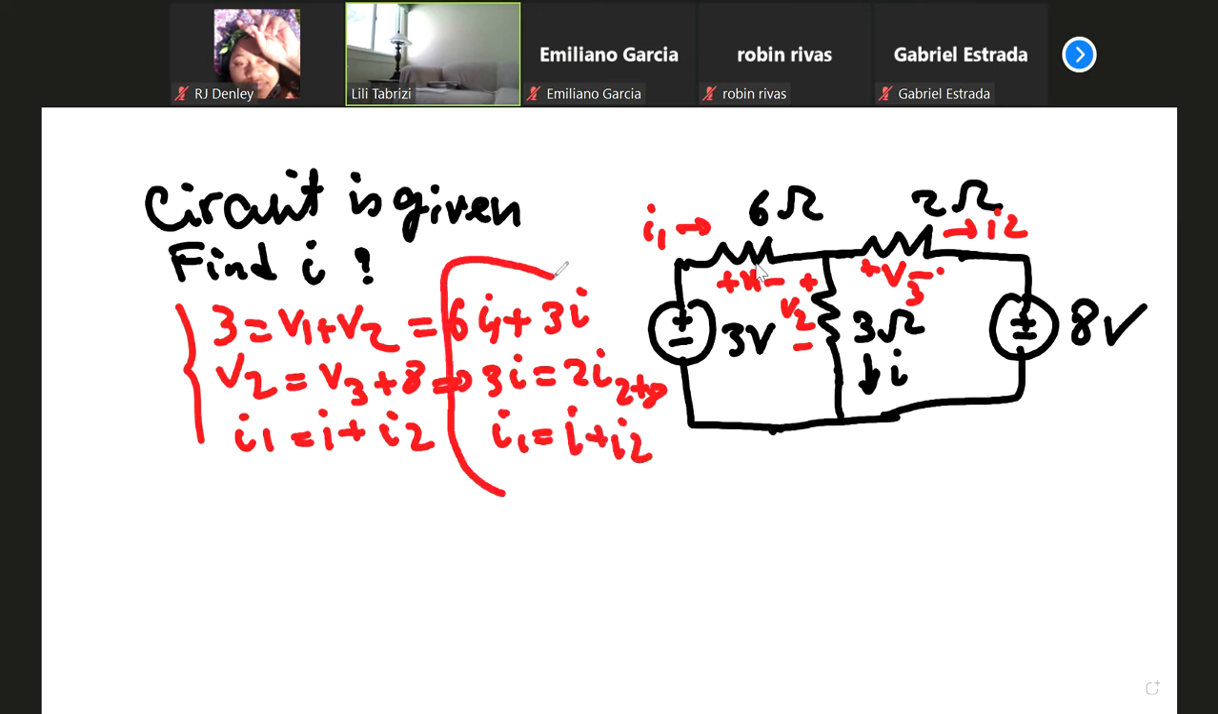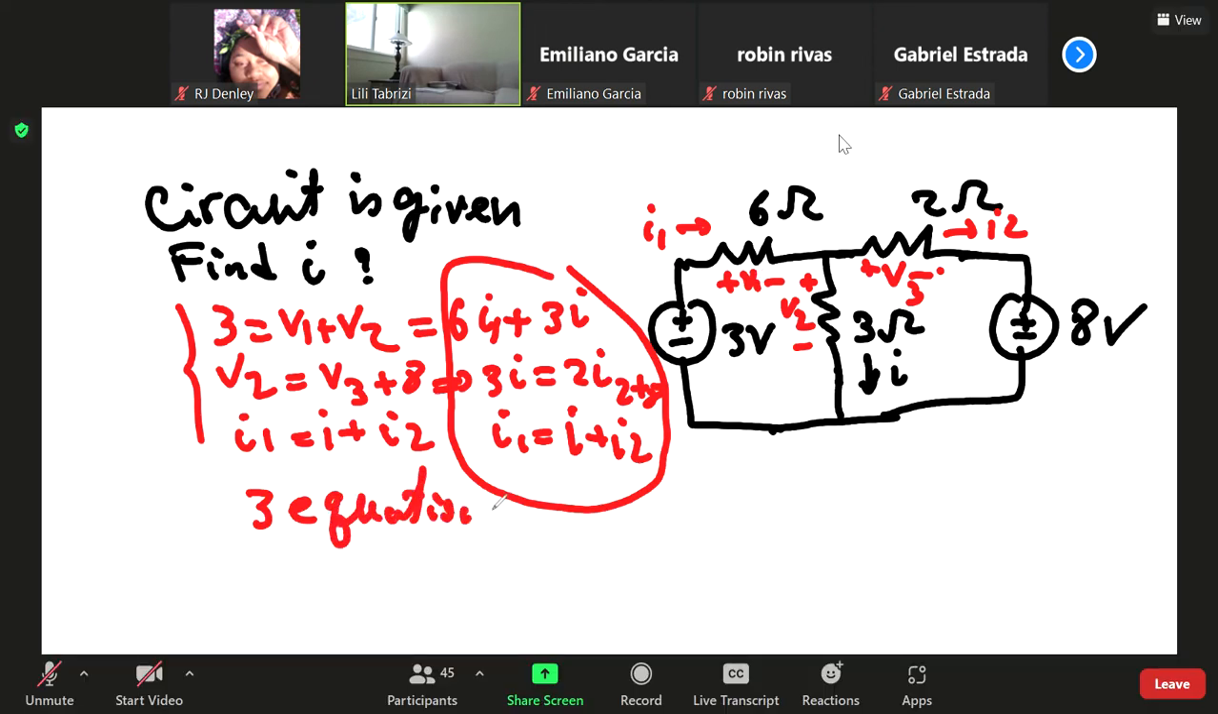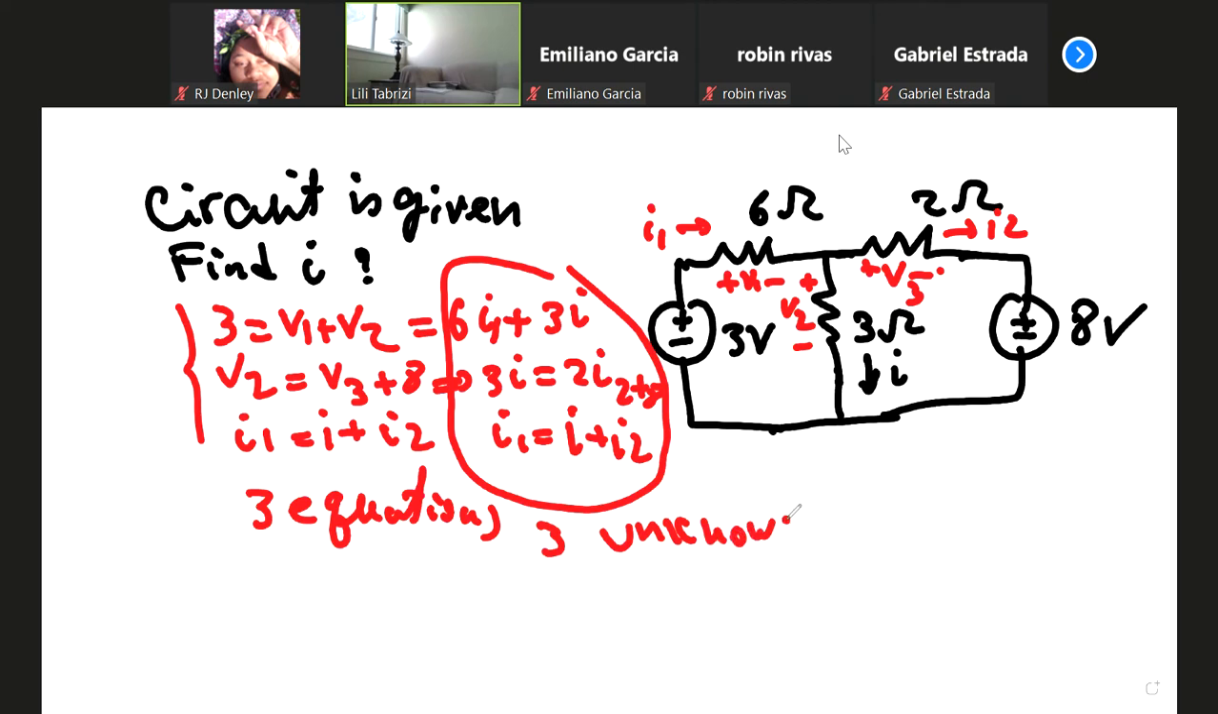Okay, look at the KVL, KCL. You have 2 KVL equations, 1 KCL equation. I1, I2, I. You end up with 3 equations, 3 unknowns, by using KVL, KCL also. Anybody has any question here?